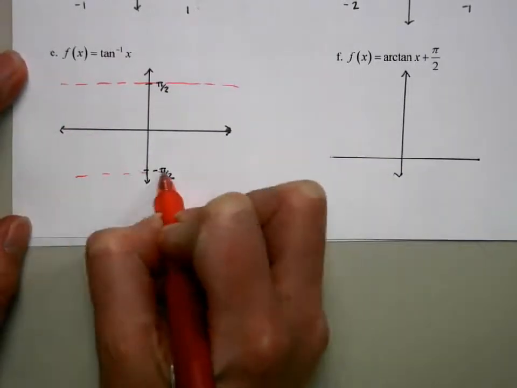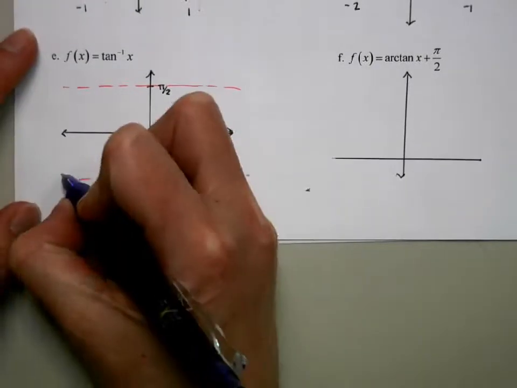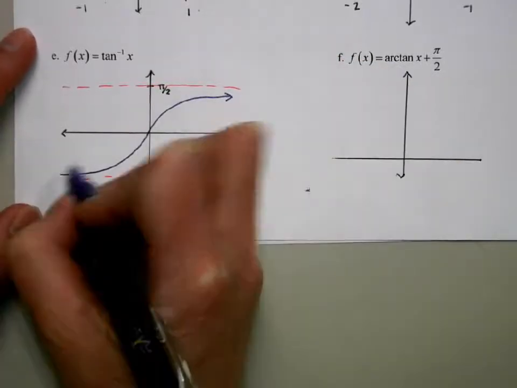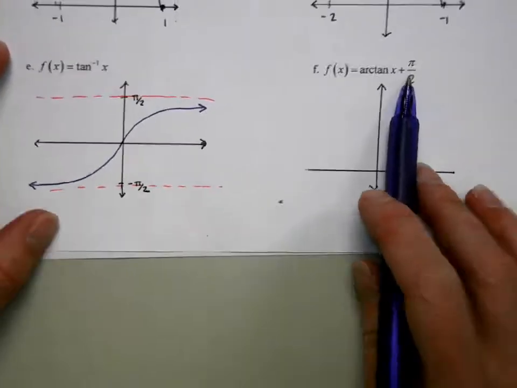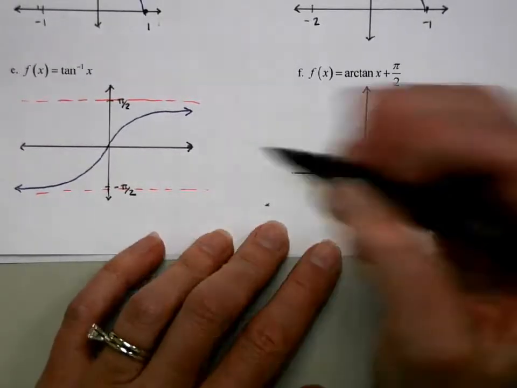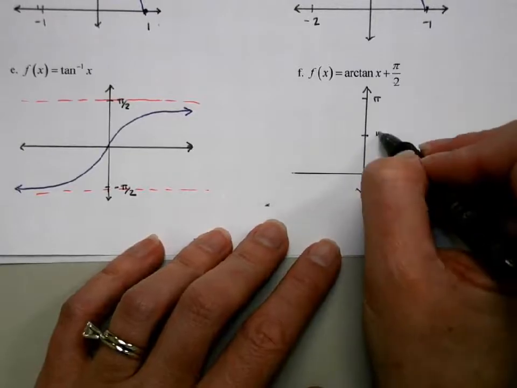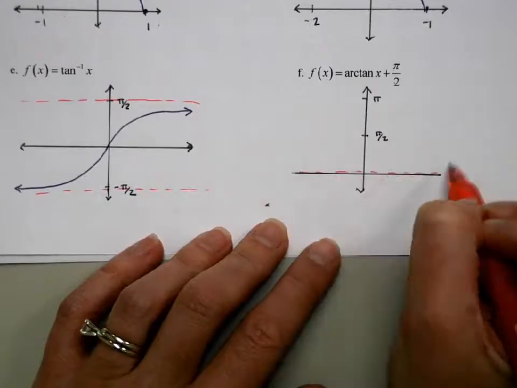For the inverse trig function, it's between negative pi over 2 and pi over 2. My graph looks something like this for tangent inverse. Here, this is going to be shifting our graph up, not 1, pi over 2. So my new horizontal asymptotes are going to be at 0 and at pi.